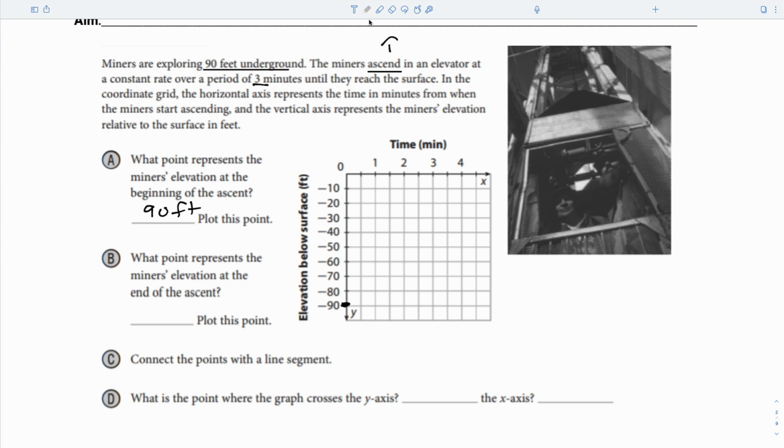Turn and talk to your partner in 10 seconds. Where do they end after it? What would that be? 3, 2, 1, go. And plot it if you have it. Make sure you look at the time.